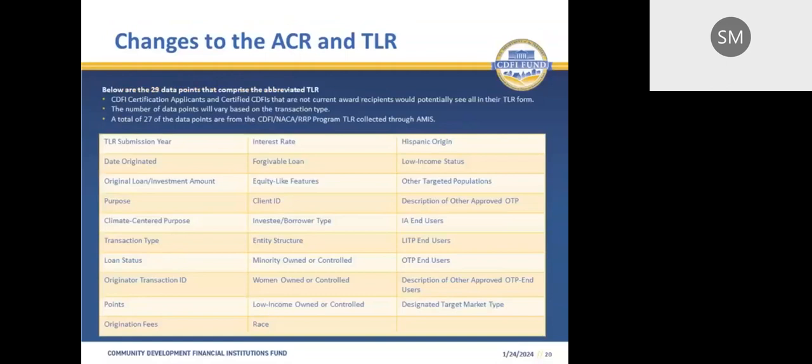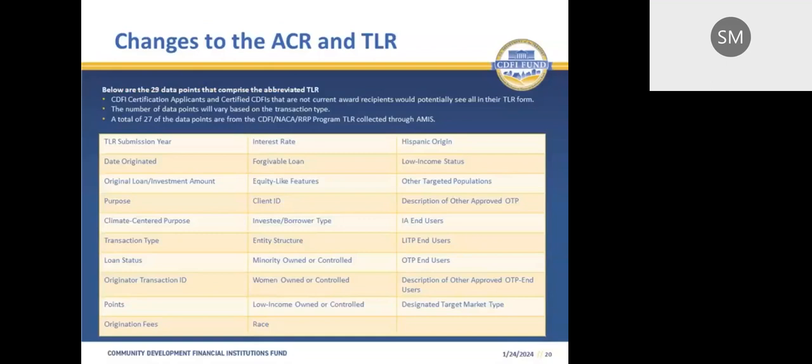27 of these data fields were previously collected through the full-length version of the TLR. The 2 new fields are designated target market type and climate-centered purpose, which is only in the abbreviated TLR at this time. The designated target market type captures the final target market tag associated with a transaction as determined by the applicant or certified CDFI.